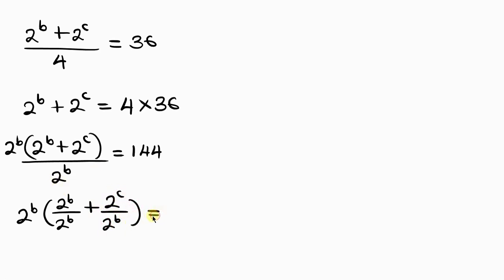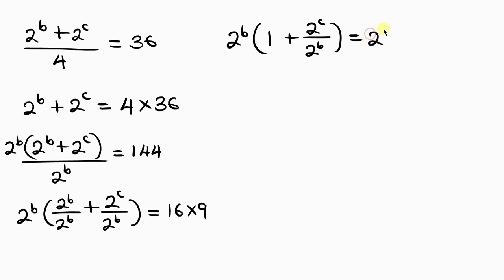And this is equal to, 144 is same as 16 times 9. So the left-hand side is simplified into 2 to the b times 2 to the b divided by 2 to the b is 1 plus 2 to the c all over 2 to the b. And this is equal to, now 16 is same as 2 to the 4 times 9.